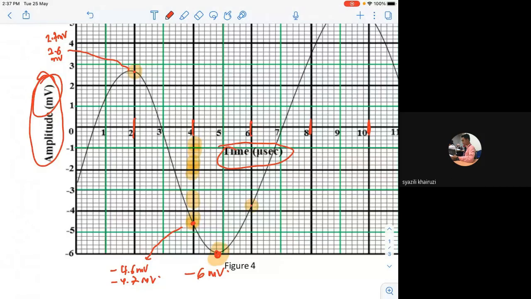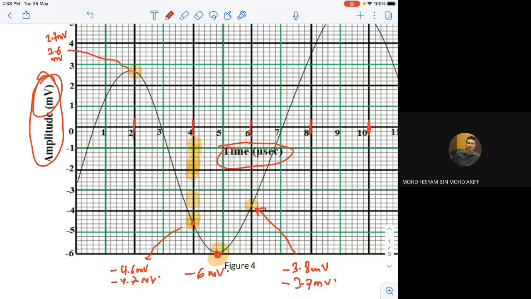3.8. Some of you will say negative 3.8, right? Some of you will say 3.8 millivolt. Some of you will say 3.7. Correct or not? Some of you will say this value. Correct, sir. Some of you said 3.8 millivolt, some of you said 3.7.